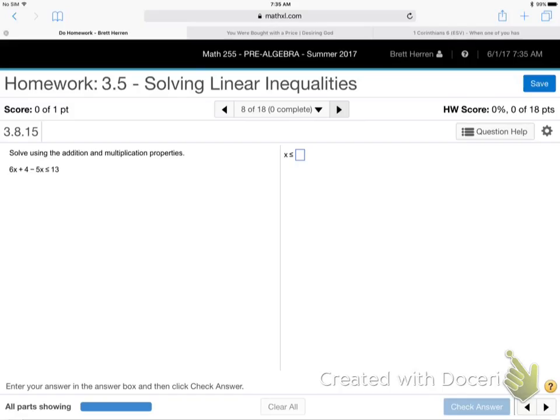All right. So 6x plus 4 minus 5x less than or equal to 13. So try that one.